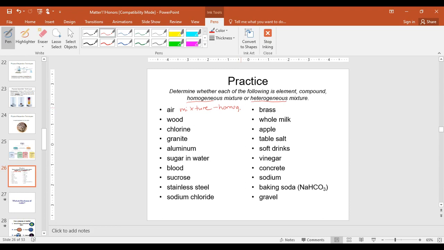Now, if we do another one, let's look at sugar and water. Here we have two substances, so we know it's not a pure substance. So again, it has to be a mixture. And typically things that dissolve in water will be homogeneous, so we know it's homogeneous.